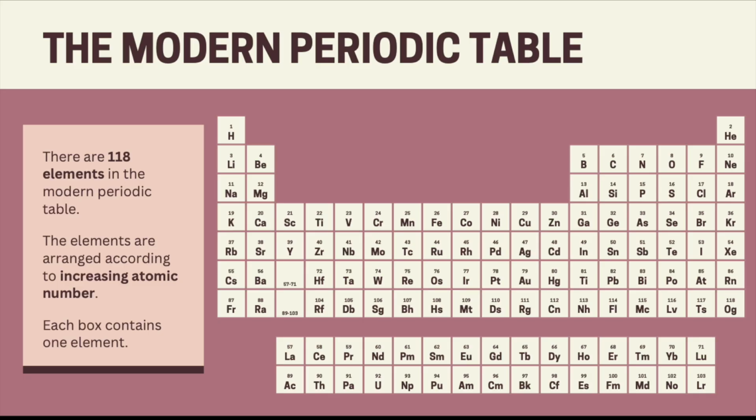This picture is just a picture of the modern periodic table, and it shows that there are 118 elements in the modern periodic table, and the elements are arranged in increasing atomic number.